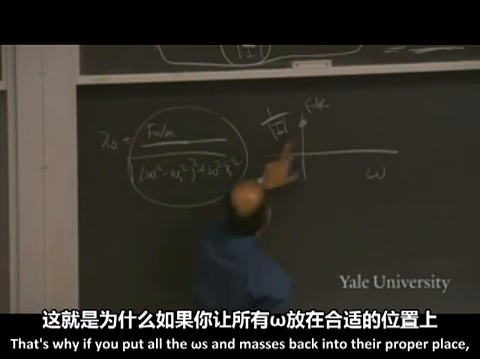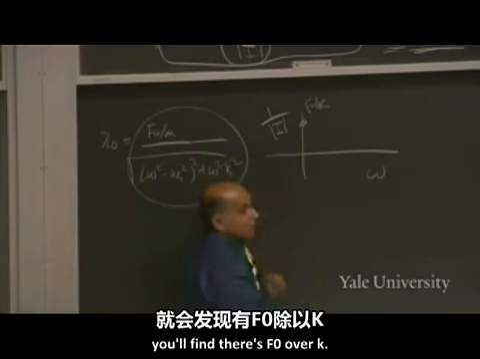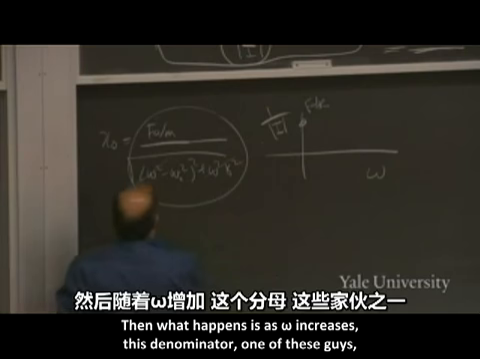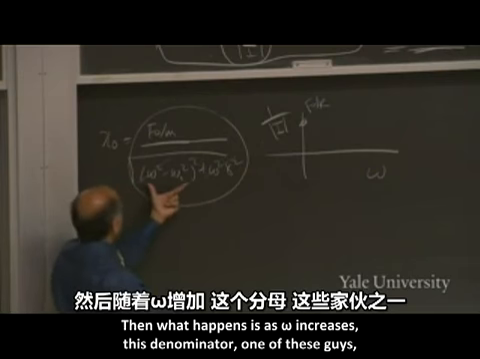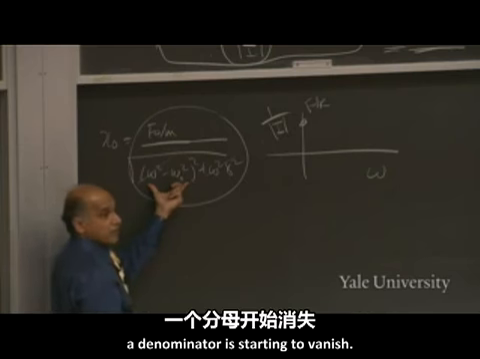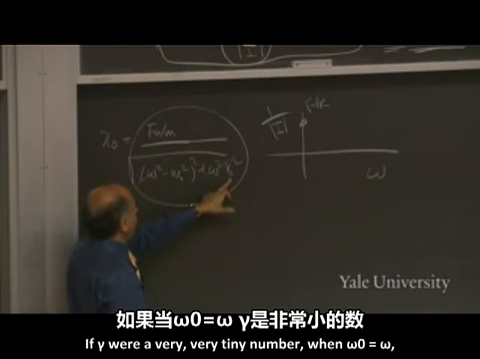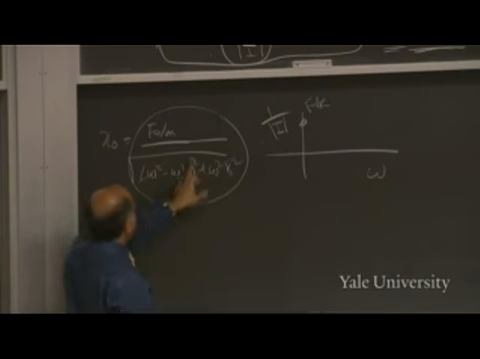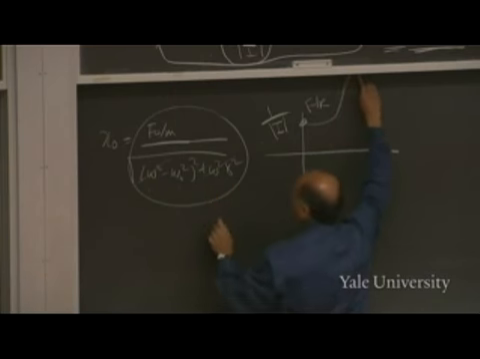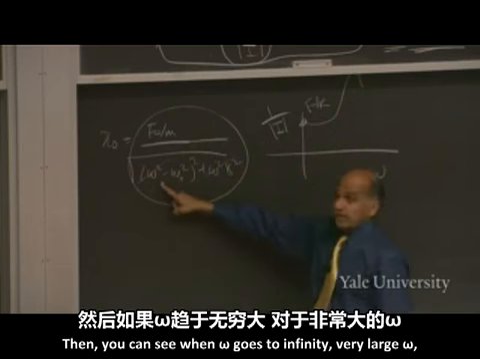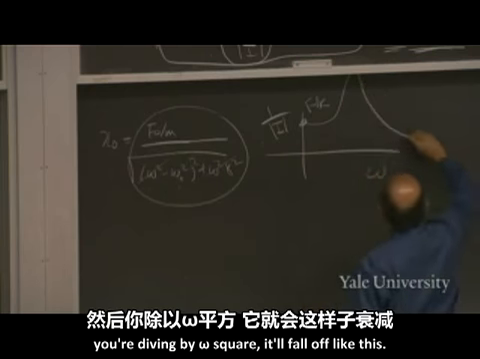That's why if you put all the omegas and masses back into proper place, you will find it's f naught over k. Then what happens is, as omega increases, one of these guys in the denominator is starting to vanish. If gamma were a very, very tiny number, when omega naught equals omega, you will be dividing by a very small number, and the answer will have a huge rise. Then you can see when omega goes to infinity, very large omega, you're dividing by omega squared, it will fall off like this.